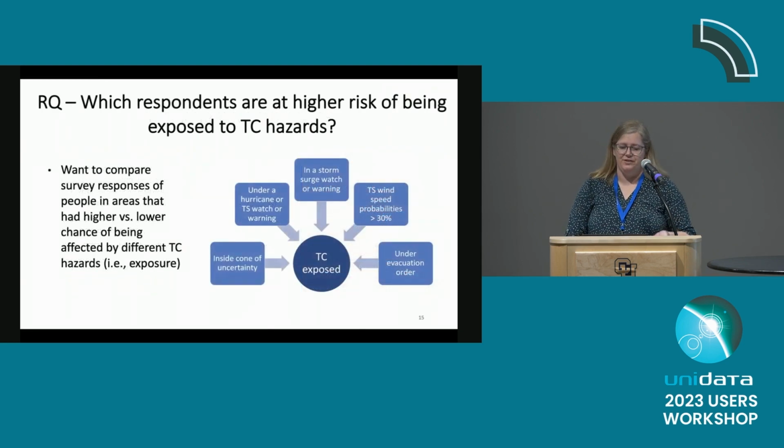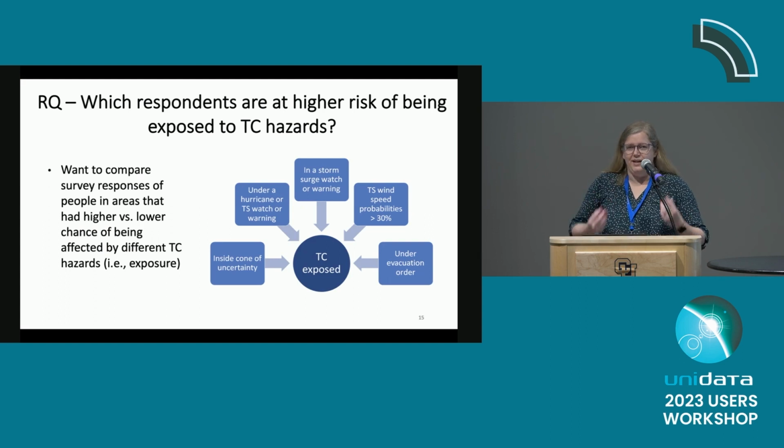So what we chose to do for this study was to use the polygon data. So this is sort of research question 1. We wanted to compare survey responses of people that were in areas that had higher risk of actually being impacted by tropical cyclone hazards versus those that weren't. And we were calling this metric exposure.